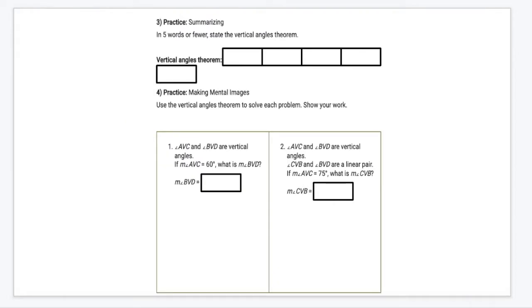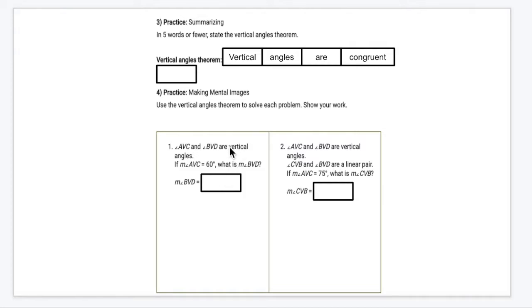So let's talk about the vertical angles theorem. Whenever we have vertical angles, something that we know about them is that vertical angles are congruent. And when I say that they're congruent, that means that they're going to be the same exact angle measure. So if one part of your vertical angle pair is 60 degrees, then the vertical angle to it will also be 60 degrees. So let's work through some examples. Let's say that angle AVC and angle BVD are vertical angles. If angle AVC is 60 degrees, what is angle BVD? I don't actually have to create a diagram in order to answer this problem.